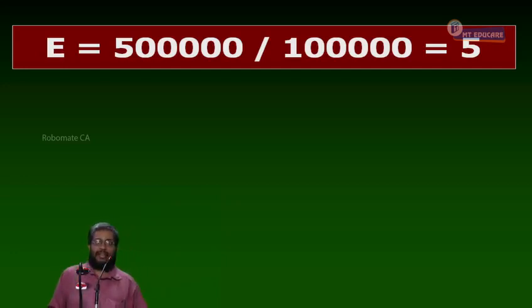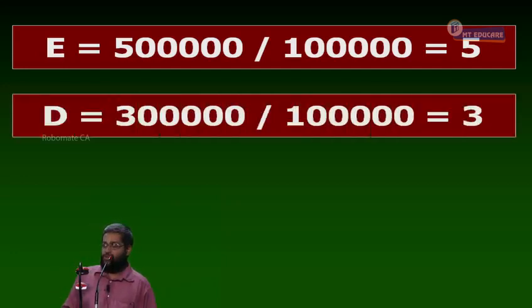Can I proceed? Next. D is equal to, D means dividend per share. How much dividend? 3 lakhs divided by 1 lakh. D is equal to how much rupees? 3 rupees. D is equal to 3 rupees.